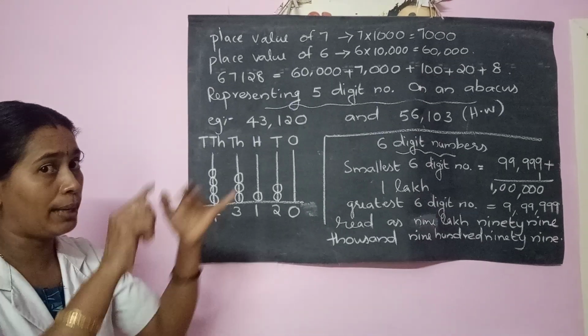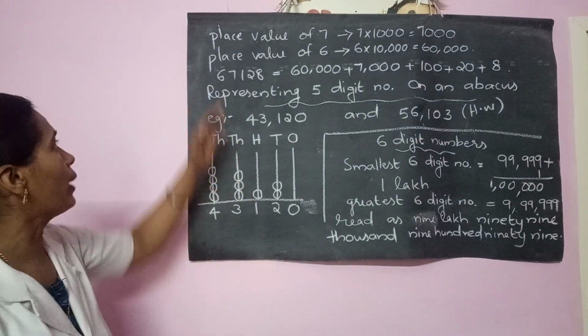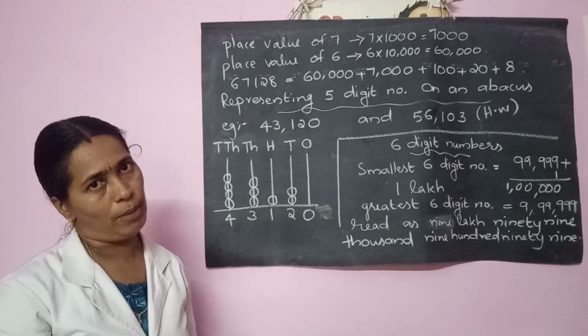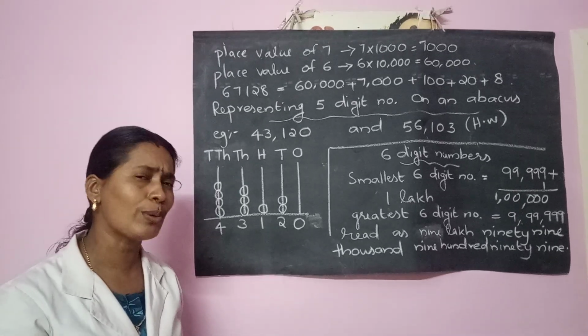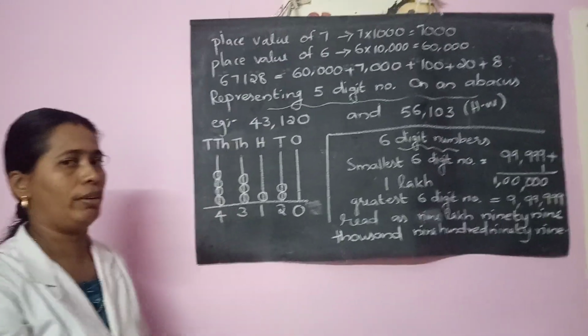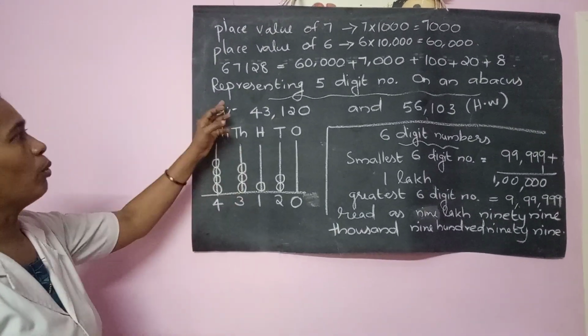First you represent them on a place value chart. Then you write place values of all digits and their expanded form also. Okay, because exercise questions are very less, that's why teacher is giving extra questions on the way. Okay, let us move to the other one.